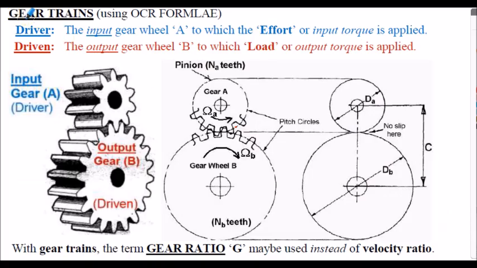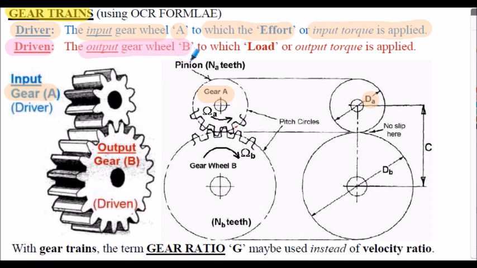So here's some graphical illustrations of the gear trains and the terminology used. The driver is the input gear, shown as gear A in our sketch. It's gear A, and diameter A here. And the input gear is where the effort or the input torque is applied. The driven gear, shown as the output gear, will be in the sketch below. Output gear B, and pitch circle diameter of gear B shown here. That's the gear to which the load or the output torque is applied.